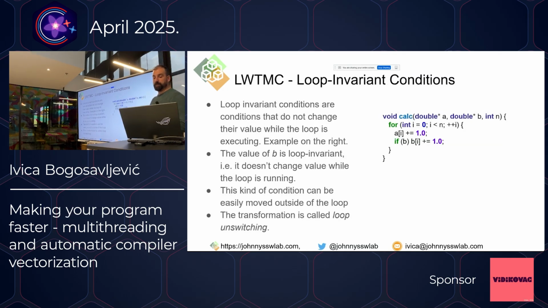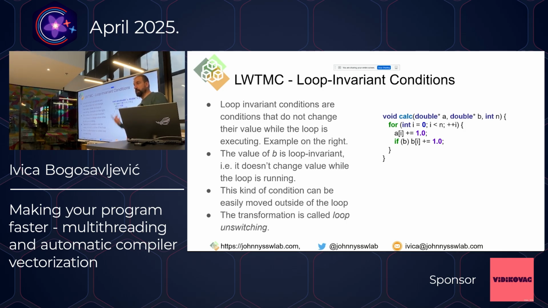Now there are several types of conditionals. One is called loop invariant, because the condition doesn't change while the loop is running. You see this function here, it takes a parameter b, and if b is set, not null, then I increase b by 1. The value of b doesn't change while the loop is running, so it's loop invariant, or I would say loop constant. You can move this condition outside. How would you move this condition outside?